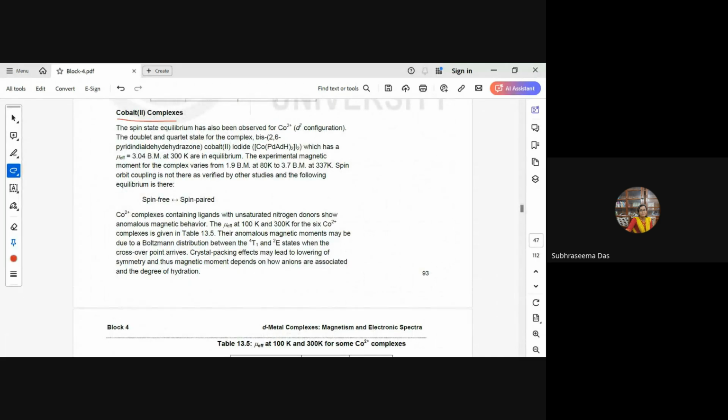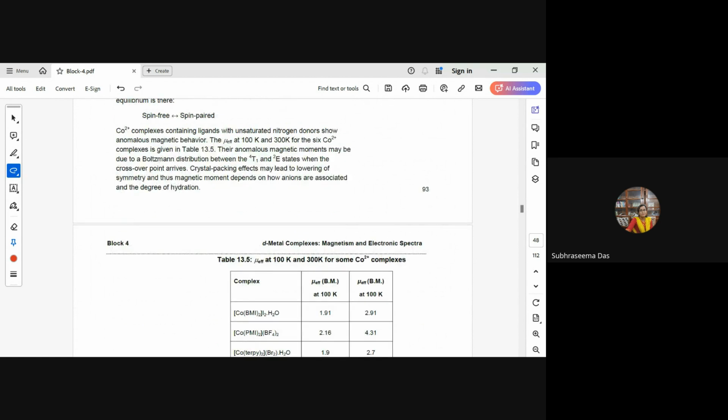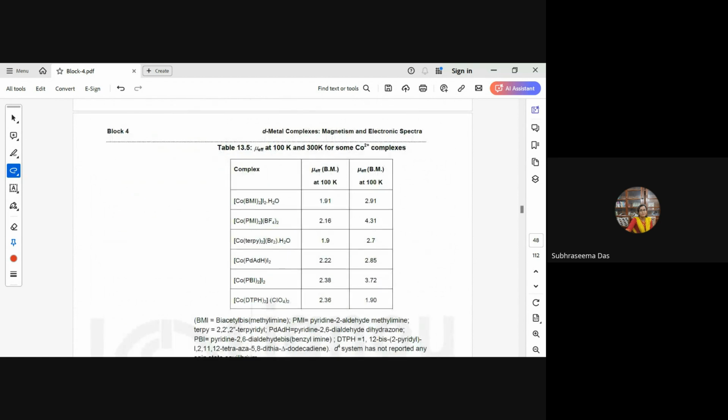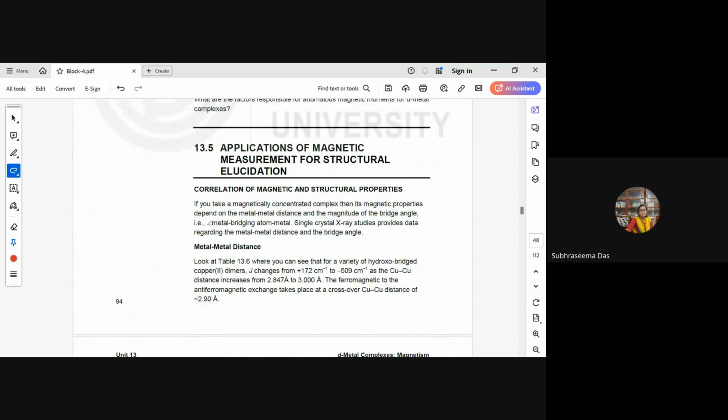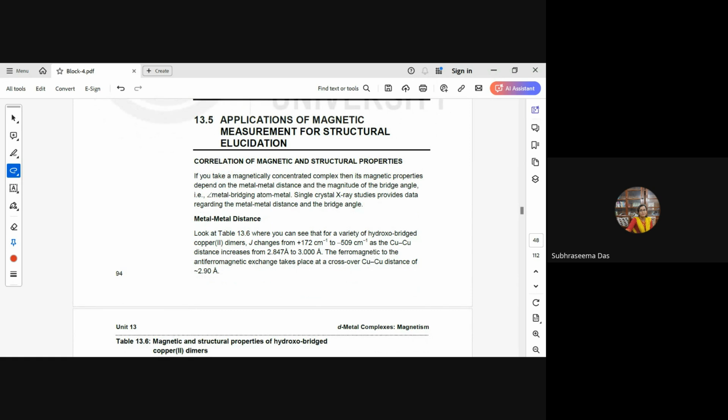This is the case for cobalt complexes, with certain examples of the calculated mu effective values and the expected mu effective values. Now coming to applications of magnetic measurement for structural elucidation. This part deals with the use of magnetic measurements in establishing the structure of various molecules.